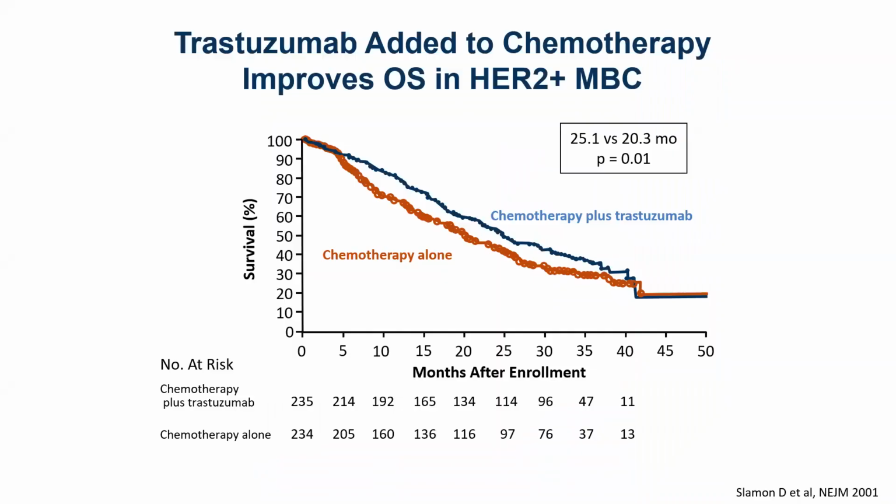And so this was his original paper, which actually was presented in 1998, showing that giving trastuzumab in addition to chemo to patients with HER2 positive breast cancer improves overall survival by 5 months. This led to regulatory approvals beginning in 1998 for this particular disease.